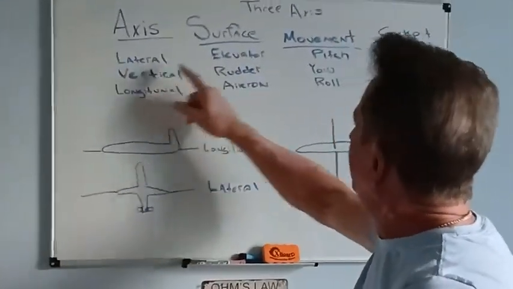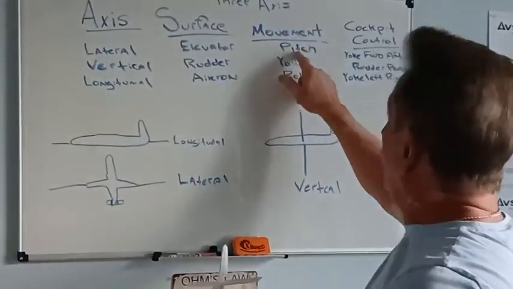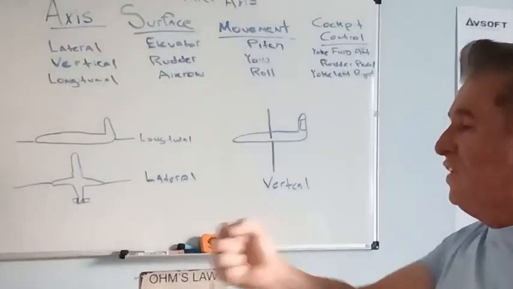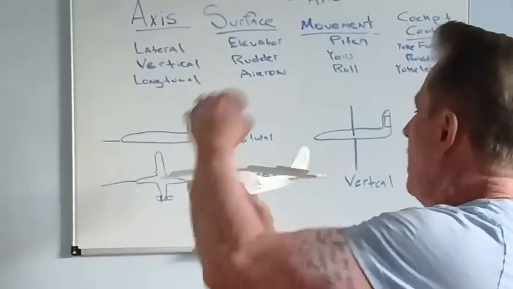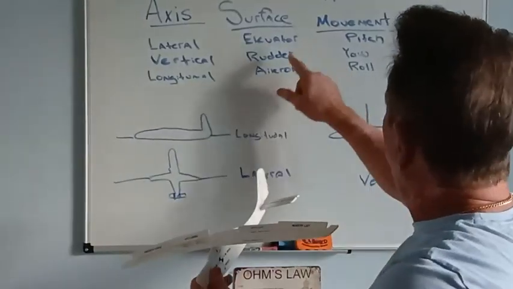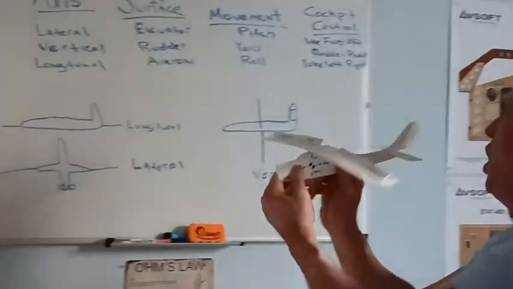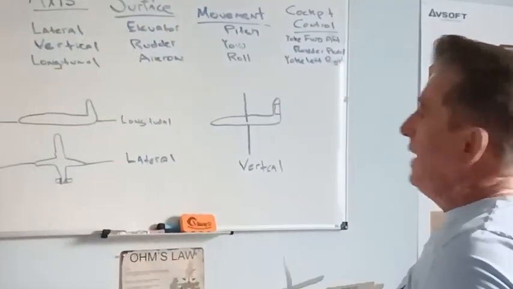So, quick overview here. You got the lateral axis. The elevator controls it, the tail of the airplane up and down. It pitches, which is the movement, up and down, and the yoke or the stick up and down moves it. You got the vertical axis, and the surface that controls it is the rudder. It yaws on that axis, and it's the rudder pedal that controls that.